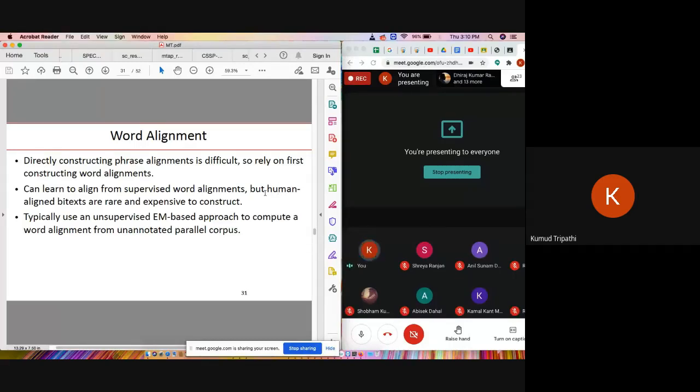Okay, so this human-based alignment is very expensive and not at all feasible. This is the challenge with human alignment. Now, we typically use an unsupervised expectation maximization based approach. The EM approach means an expectation maximization based approach to compute word alignment from an unannotated parallel corpus. You have a parallel corpus, but it is not annotated, meaning it is not aligned. That alignment can be done by this EM based approach that we will see.